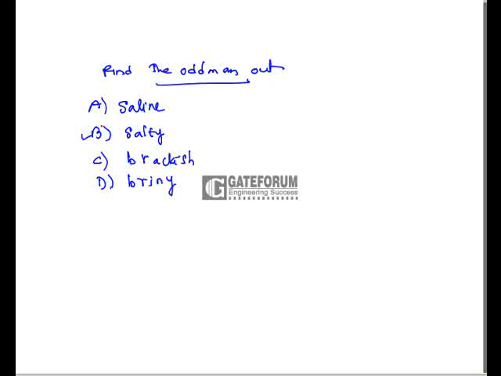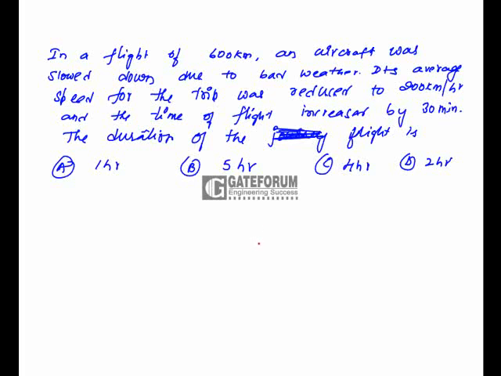This is a very typical kind of question. In a flight of 600 kilometers, an aircraft was slowed down due to bad weather. Its average speed for the trip was reduced by 200 kilometers and the time of flight increased by 30 minutes. The duration of the flight is.